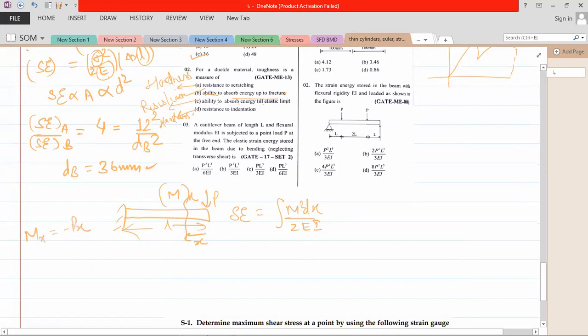Why is the minus sign coming? Because it is creating a hogging moment, that's why it is written with a negative sign. Now if you put the M value, it is P square x square dx upon 2EI, from 0 to L. If you integrate from 0 to L, the value would be P square upon 2EI, the constant, going outside, x cube by 3, with limits 0 to L, and its value is P square L cube upon 6EI.